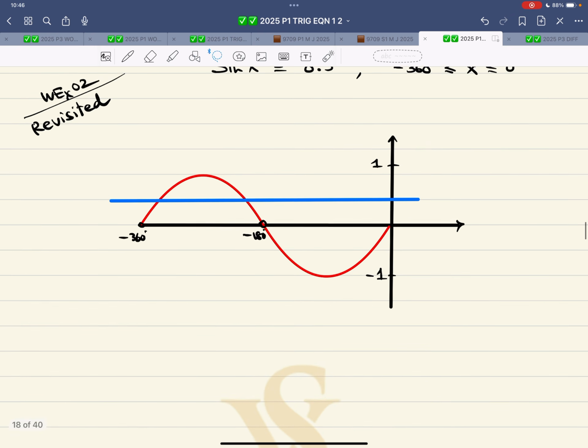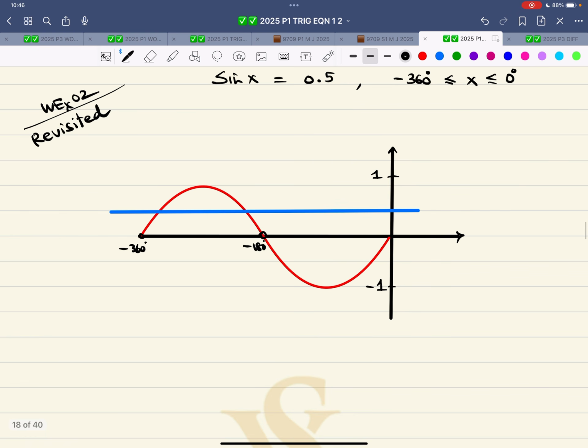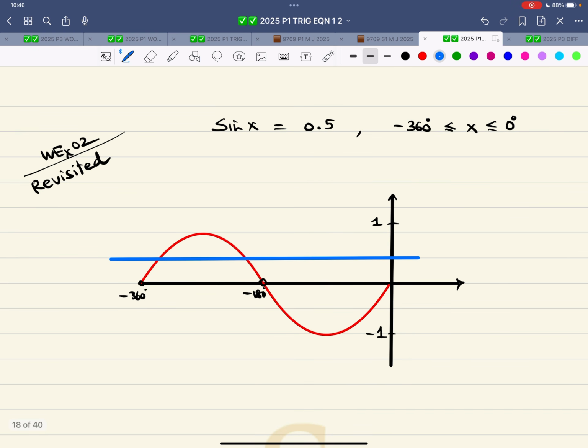So now let me just fit this thing over here, and let me just move my logo over here. So now this is the blue line, that is y equals to half, and the red one as usual, that is y equals to sin x. How many points of intersection? 2 points of intersection.